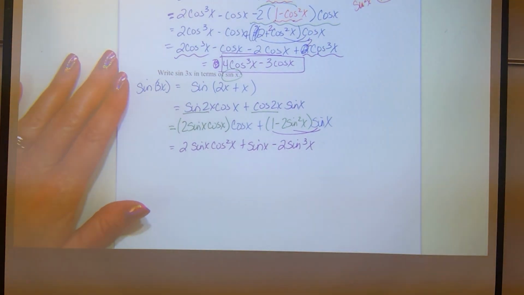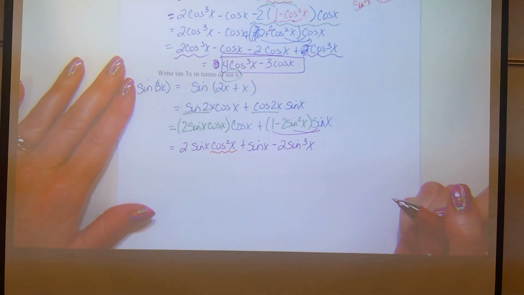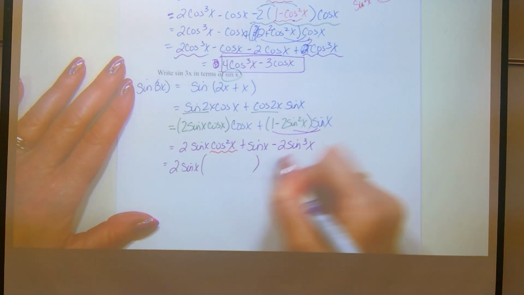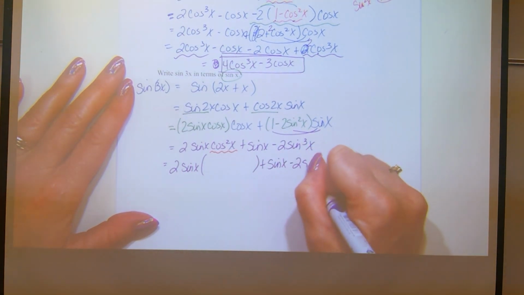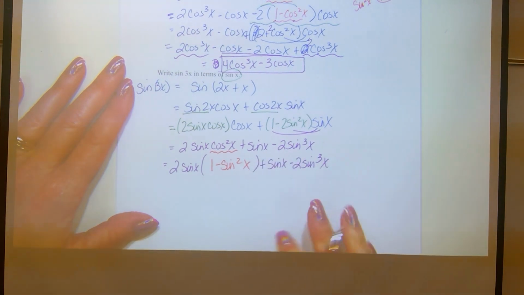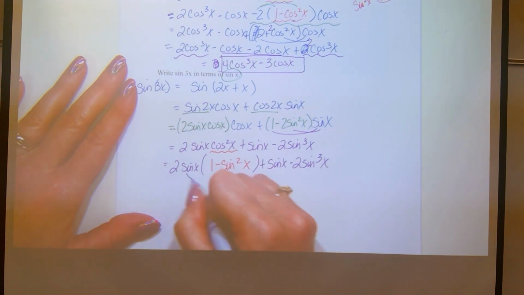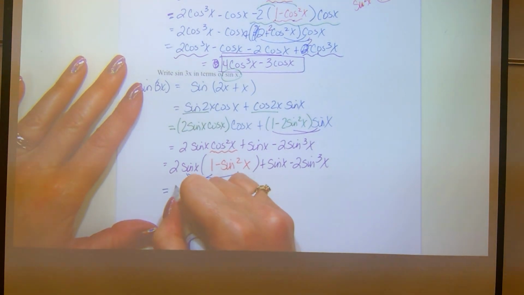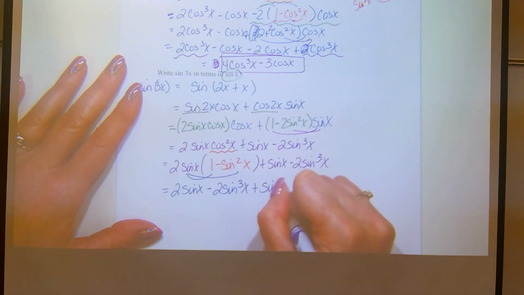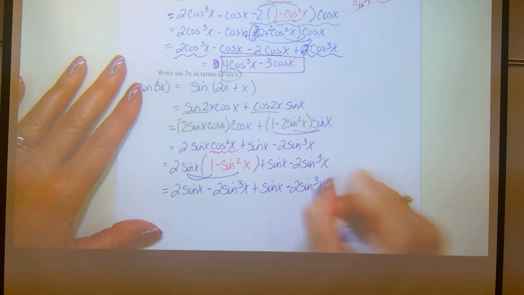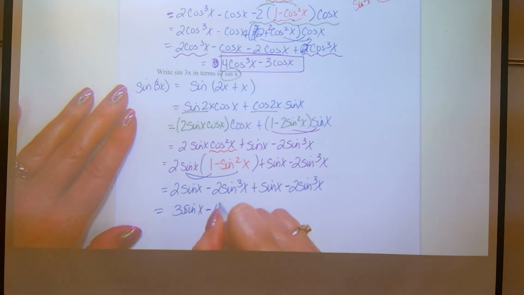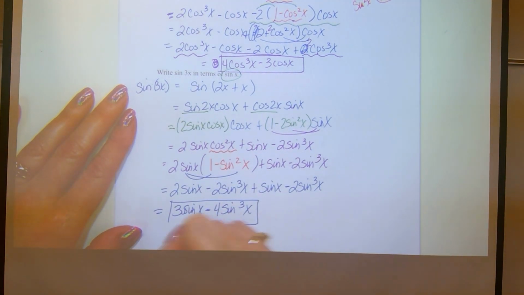Remember, you're trying to get everything in terms of sine. So my odd man out right here is that cosine square. Combine like terms. And we're done.